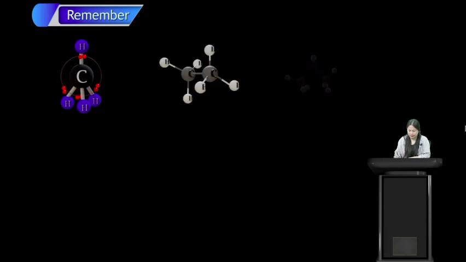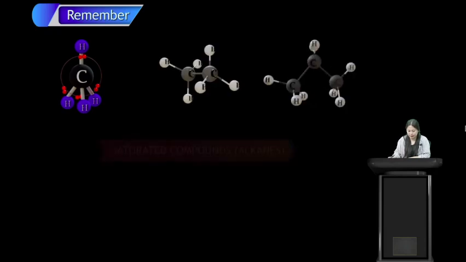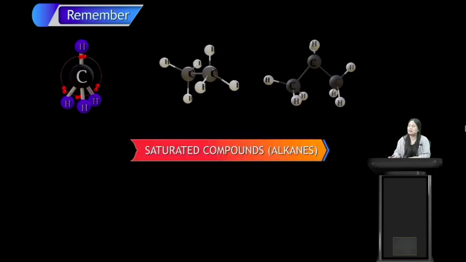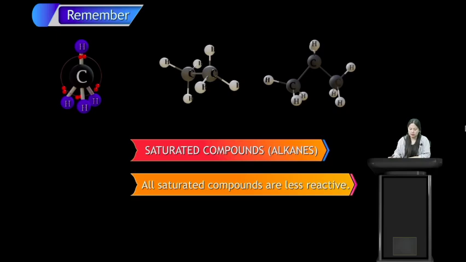Remember, we have methane, we have ethane, we have propane. So these are examples of saturated compounds, examples of alkanes. Remember this: all saturated compounds are less reactive.